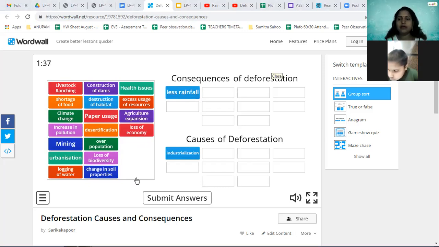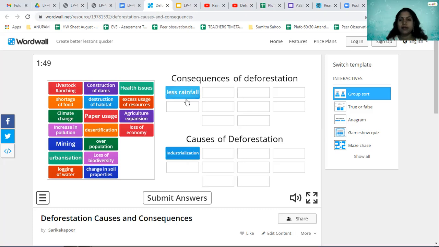Open your chat box. Quickly finish it, then we have the quiz also. First, what are the causes of deforestation? Then after that, choose consequence of deforestation. Because of deforestation, what happens? What are the effects?